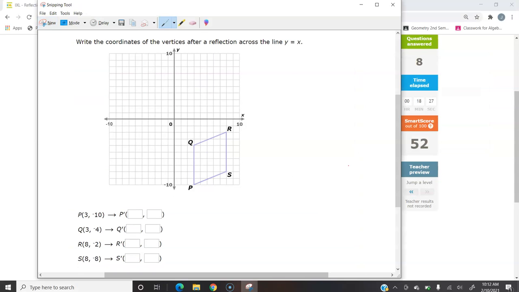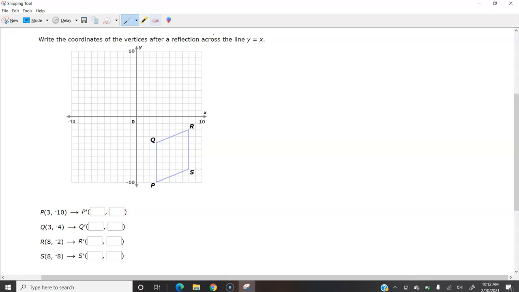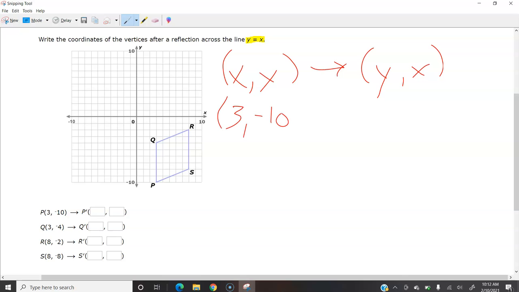Okay, this is the other type of line you'll see. Okay, this is that y equals x. Come on, make it big. There we go. Cool. Y equals x. For y equals x, all you got to do is for every point, you're going to flip them. So xy is going to be yx. So like for point P there, 3, -10 is going to become -10, 3. And that's because we are going across a diagonal line like this.